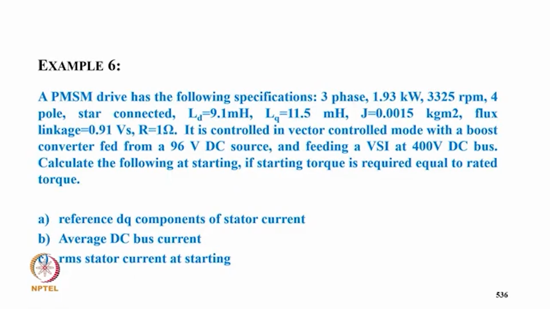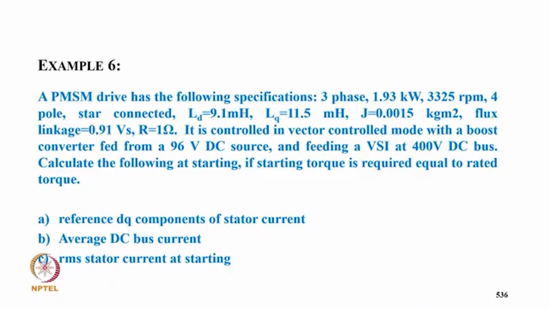Now coming to example 6: a PMSM drive has the following specification: 3-phase, 1.93 kilowatt, 3325 RPM, 4-pole, star connected, LD equal to 9.1 millihenry, LQ equal to 11.5 millihenry, and J equal to 0.2015 kg m square. Flux linkage is 0.91 volt second. R equal to 1 ohm. It is controlled in vector control mode with the boost converter fed from a 96 volt DC source and feeding a VSI at 400 volt DC bus.